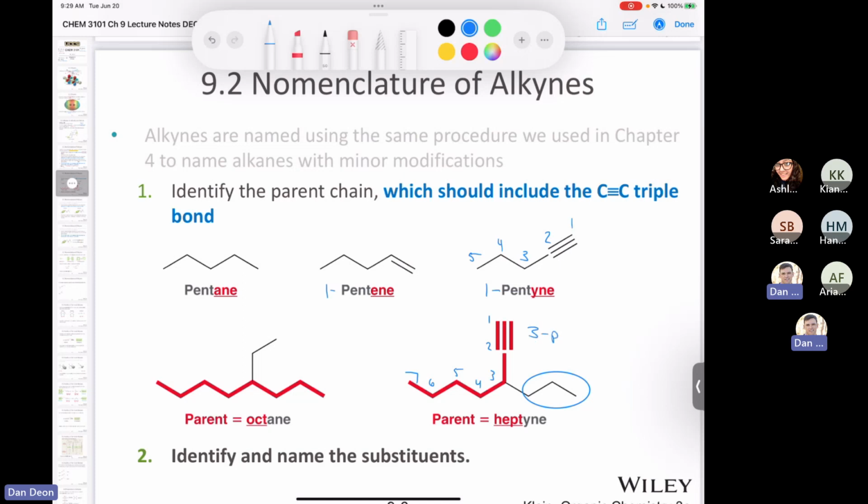So 3-propyl-1-heptyne. And if you named it as 3-propyl-hept-1-yne, that would be acceptable as well.